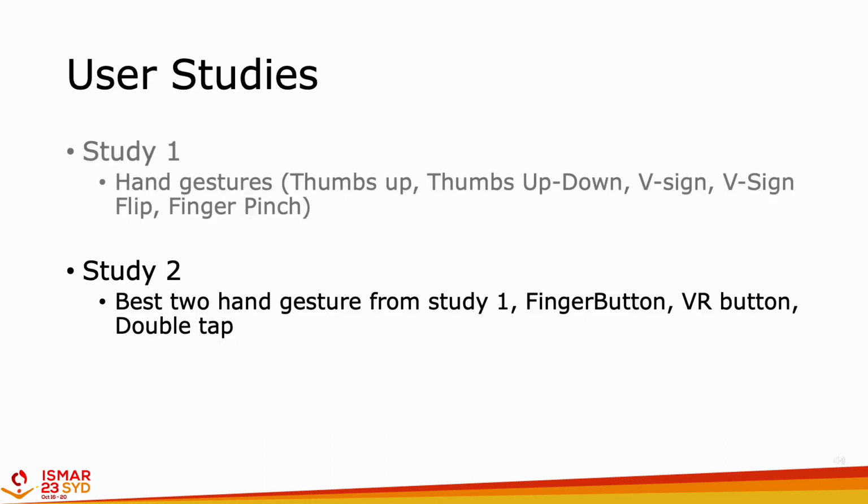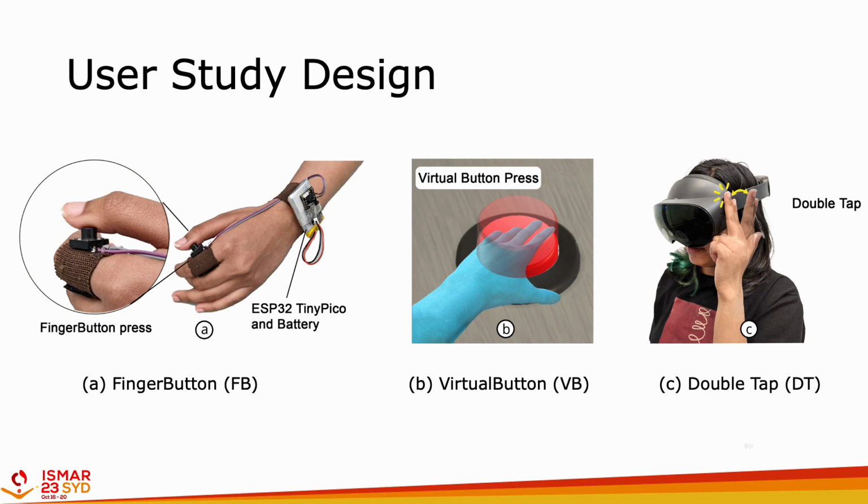With the results of study 1, we proceeded to study 2. We took the best 2 hand gestures from study 1 and compared them to the added methods. So we have the new techniques, which are FingerButton, a hand wearable device. Then we have the virtual button and the state-of-the-art Oculus double tap. We compared all of these in study 2.